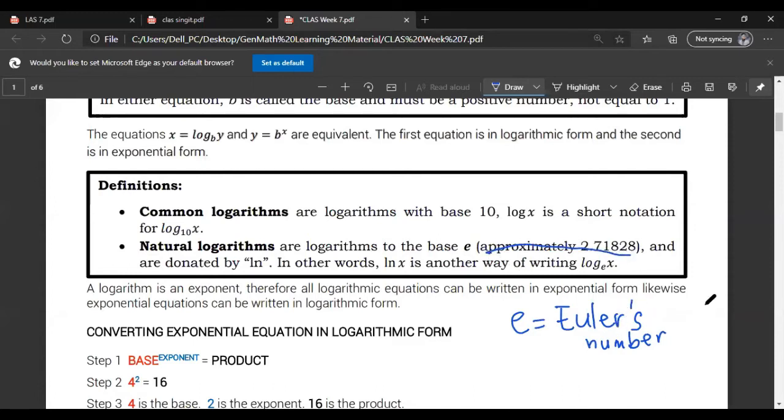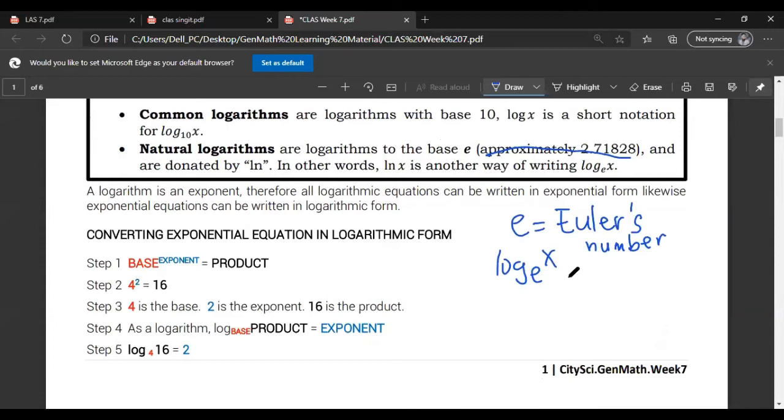Euler's number is approximately equal to 2.7182818 and so on. It is irrational. Ibig sabihin walang katapusang decimal points yun siya. Kapag meron po tayong base na Euler's number or simply E, pag meron tayong logarithm of x with a base E, hindi siya sinusulat as logarithm of x with the base E. Instead, sinusulat yung log with the base E as ln, to signify that this is a natural logarithm. Ito ay binabasa as ln.